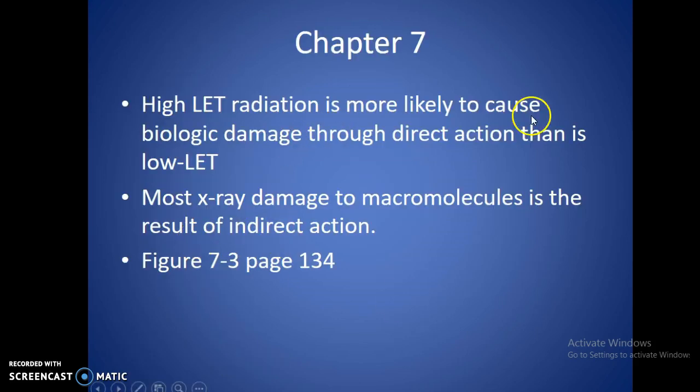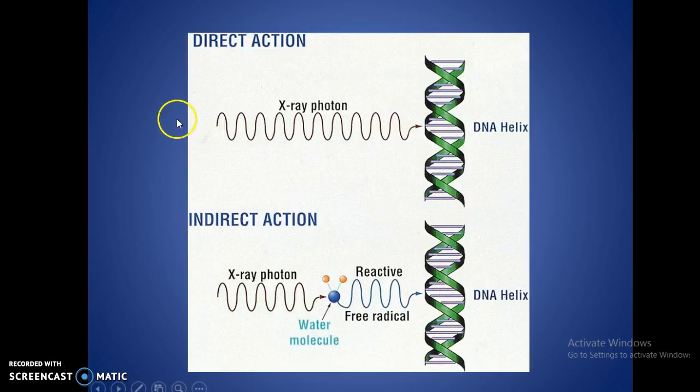High LET radiation is more likely to cause biologic damage from direct action than is low LET. It just has more power, so it's a little bit tighter in its path going through the material of the body. Most X-ray damage to macromolecules is a result of indirect action, though. It's because of the presence of water, like we mentioned on this.